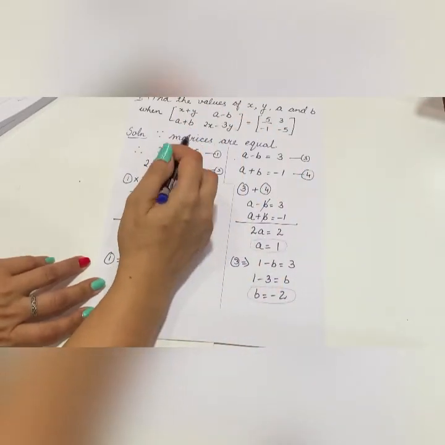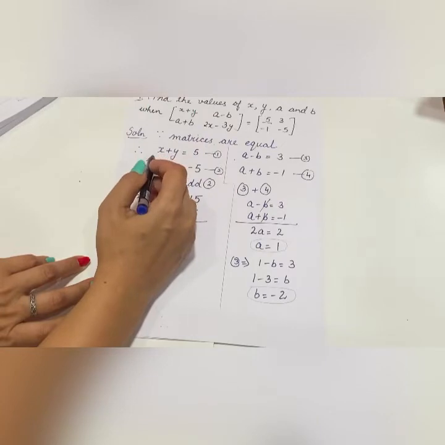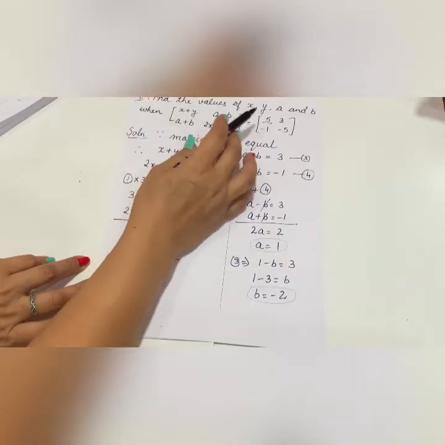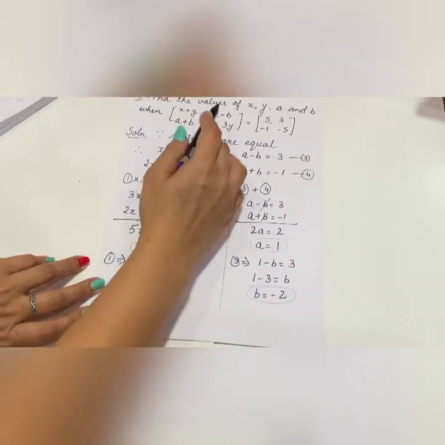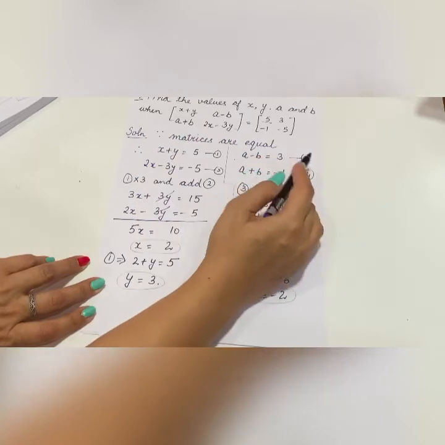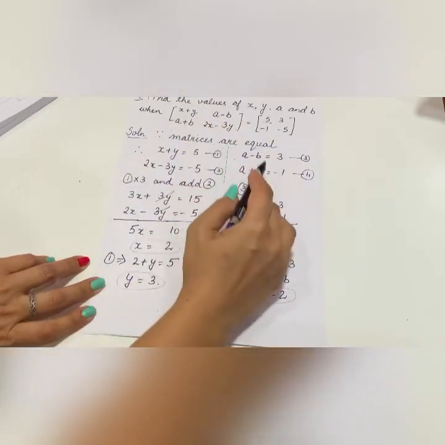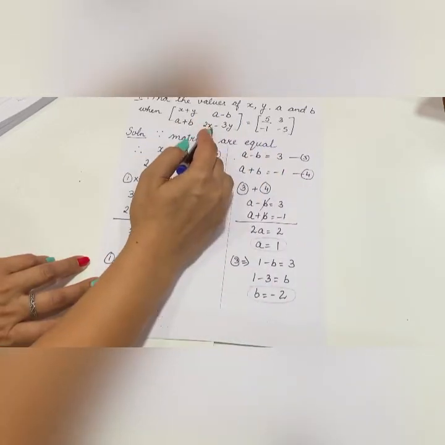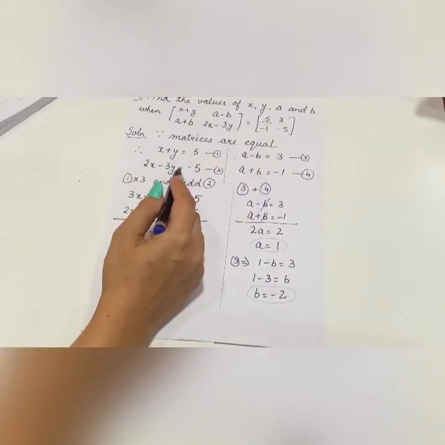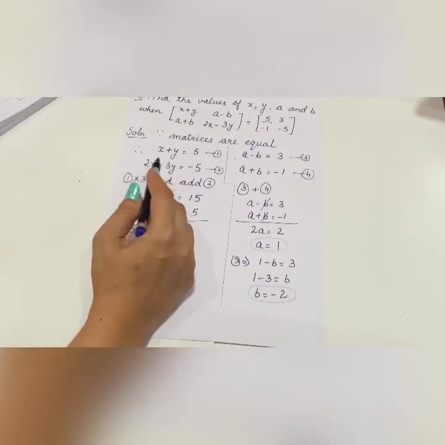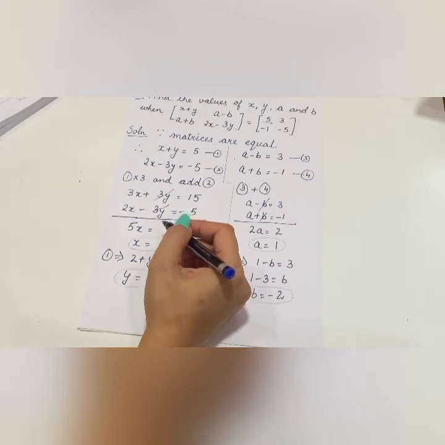So I am going to put the corresponding elements equal. You will have x plus y equal to 5, a minus b is equal to 3, a plus b is equal to minus 1, and 2x minus 3y is equal to minus 5, right? We are just going to equate the corresponding elements. Clear? Now what are we getting?